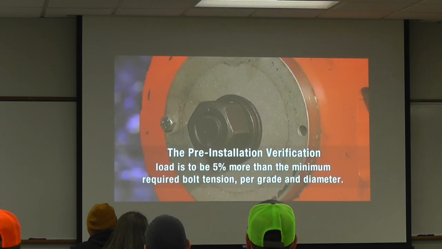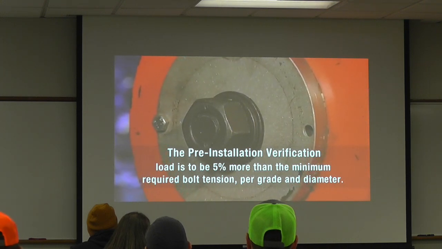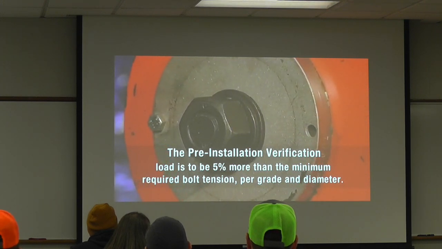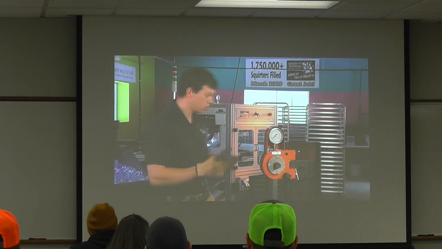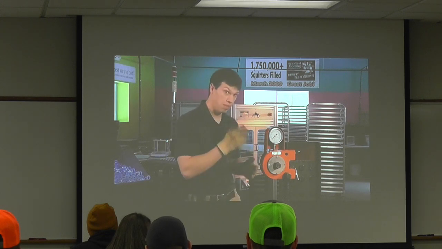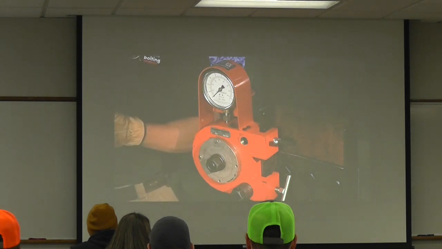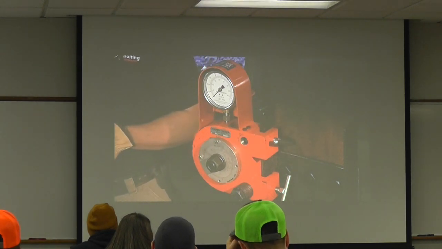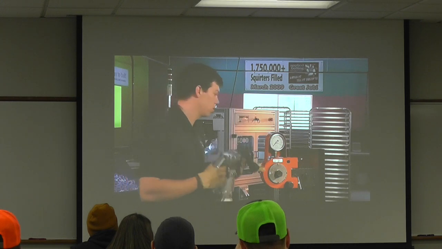Important to note when doing this test that regardless of the diameter or grade of bolt you're using, you're always going to be tensioning it to 5% above the minimum required bolt tension. In our case, for our test here, we have a 7/8 A325 bolt. Minimum tension is 39,000 pounds, so we're going to go 5% above that, which is 41,000 pounds. Now we're going to tighten our bolt assembly using our non-impacting electric wrench.